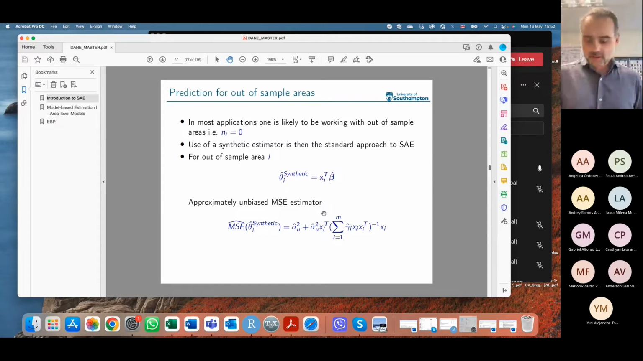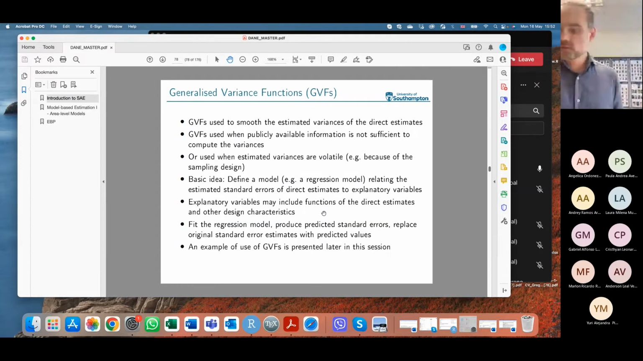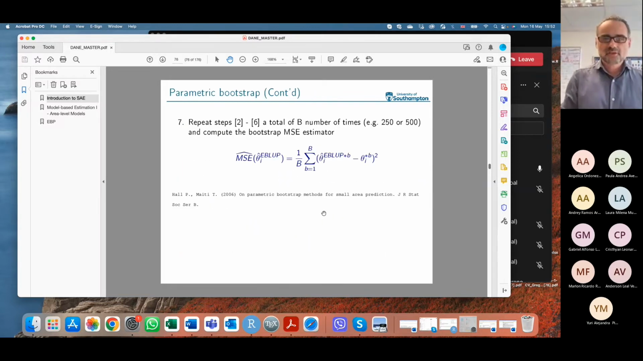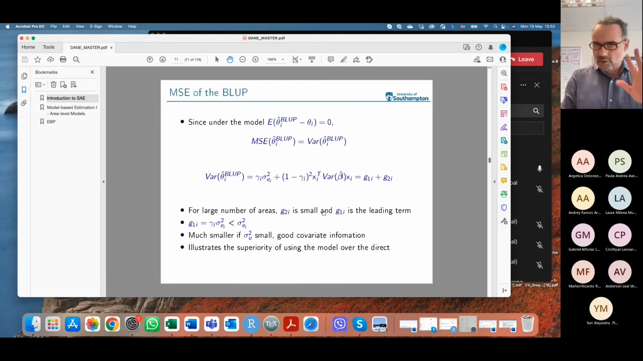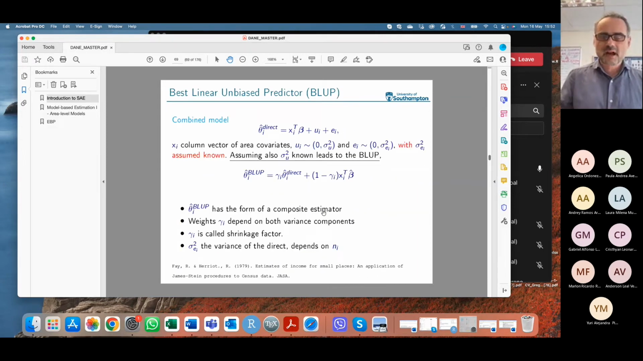Okay, I'm not going to talk about generalized variance functions too much, because Angela has already covered that. Remember, one thing that I'm going to remind you is that under the Fay-Herriot model that we are going through at the moment, the estimates of the sampling variances of the direct estimates are assumed to be known. So sigma squared e_i is assumed to be known. And you can do that by calculating direct estimates and the sampling variance of the direct estimates.